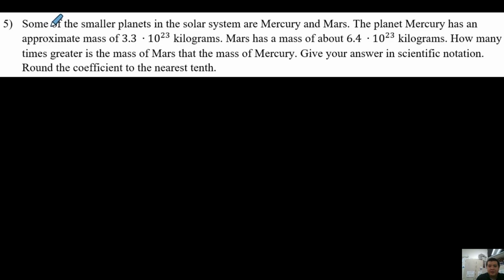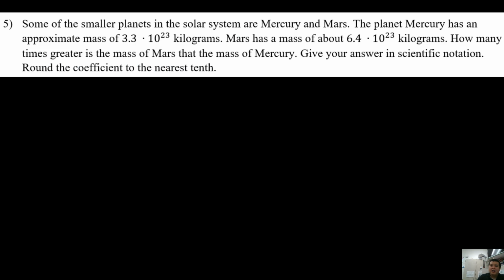So, some of the smaller planets in the solar system are Mercury and Mars. The planet Mercury has an approximate mass of 3.3 times 10 to the third. Mars has a mass of about 6.4 times 10 to the 23rd kilograms. How many times greater is the mass of Mars than the mass of Mercury? Give your answer in scientific notation, round your coefficient to the nearest tenth.